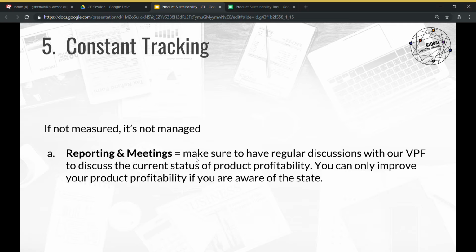And of course, constant tracking. If it's not measured, it's not managed. You need to have regular reporting and meetings, regular discussions with your VPF to discuss the current status of product profitability. You can only improve your product profitability if you are aware of the state.